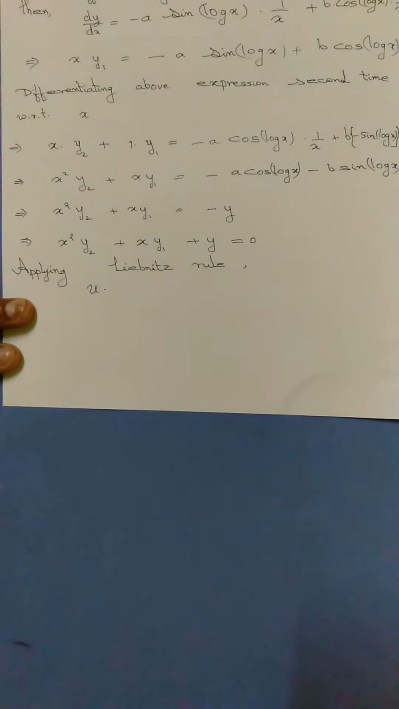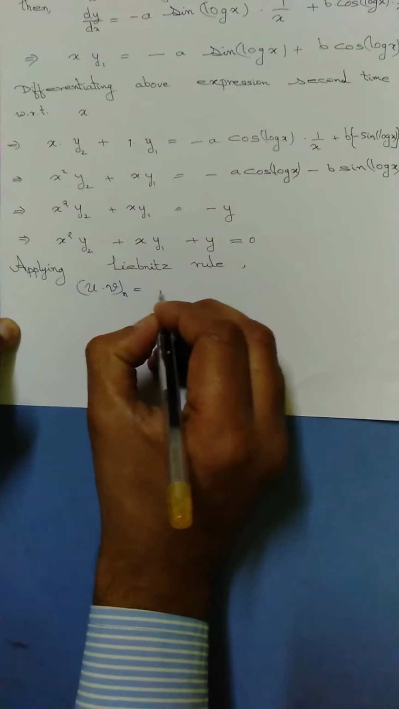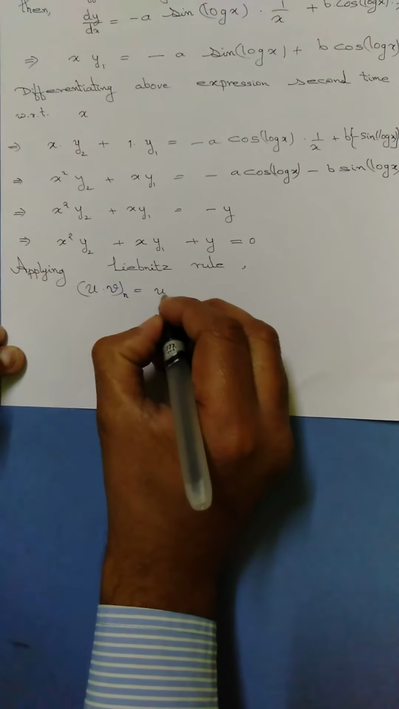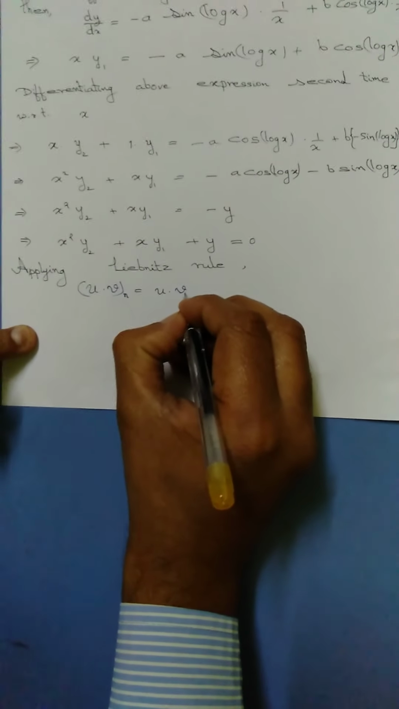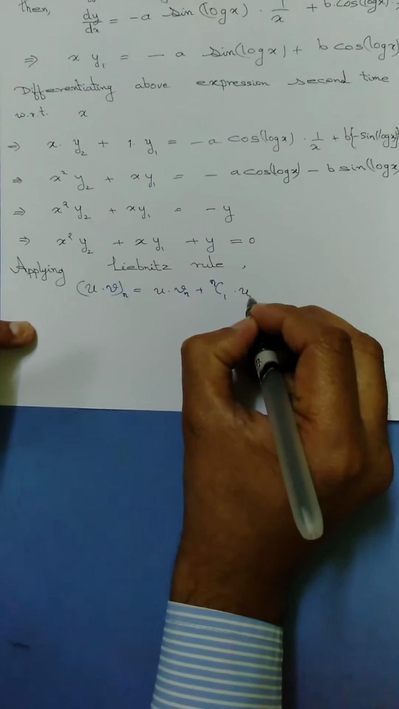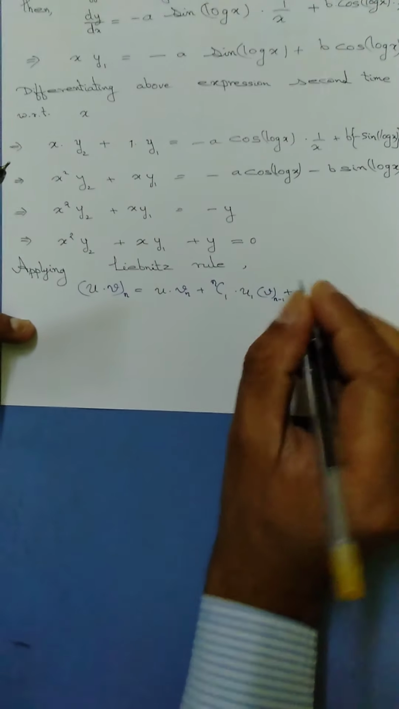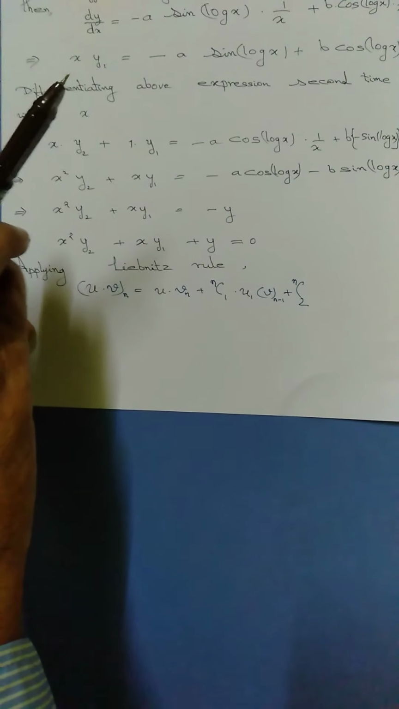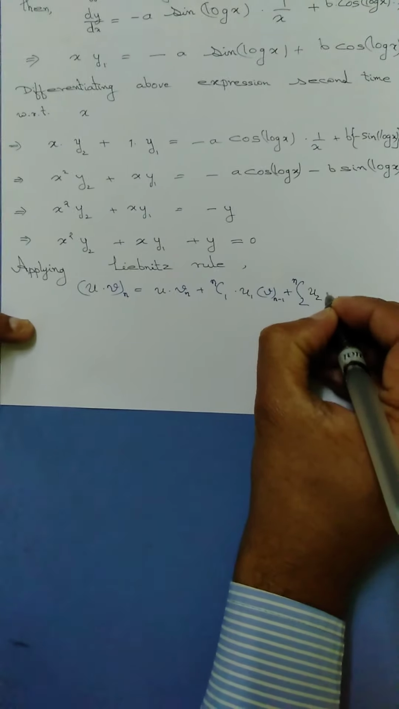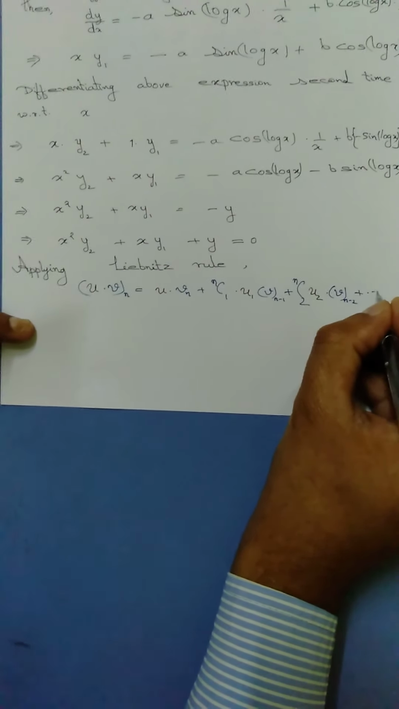u into v, nth derivative of that is u into nth derivative of v plus nC1 first derivative of u, n minus 1th derivative of v plus nC2 second derivative of u into n minus 2 derivative of v, and so on.